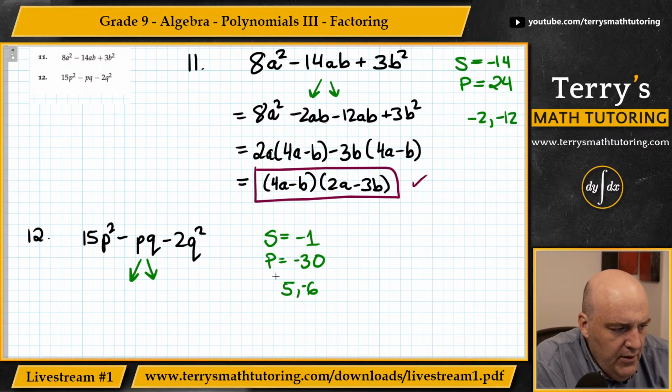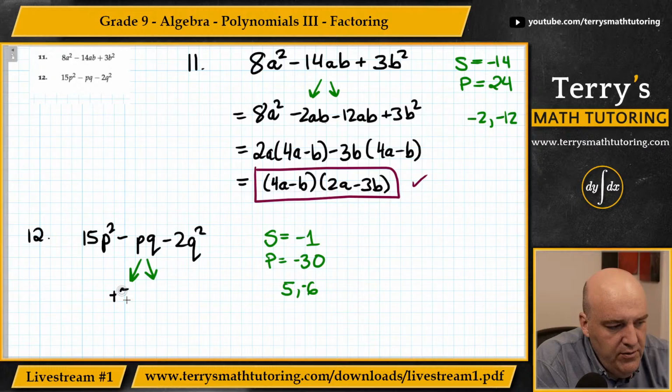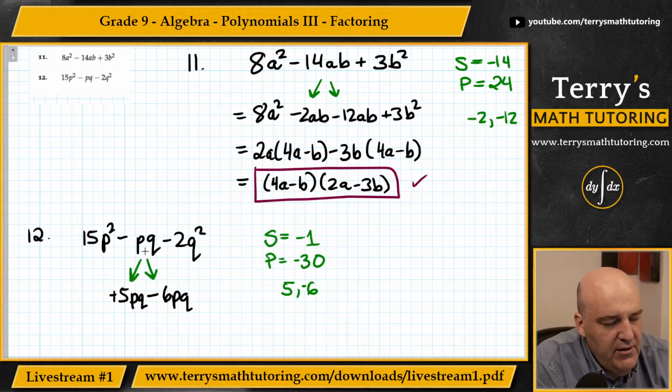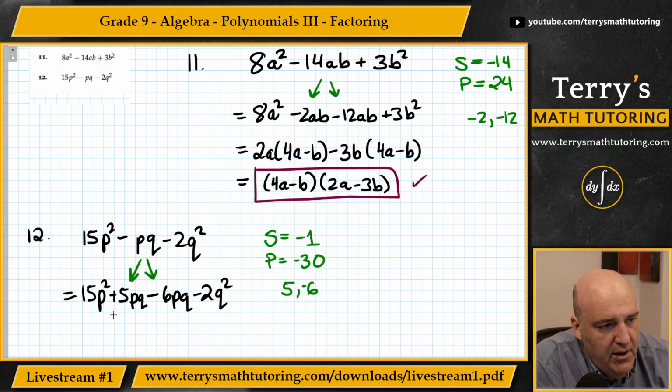So imagine, instead of 5 and -6, imagine it's positive 5 PQ minus 6 PQ. This is called the decomposition method. And the reason for that, of course, is because we just decompose that middle term. This stays still, recopied. This is recopied. And then we look at these in pairs and we do grouping.